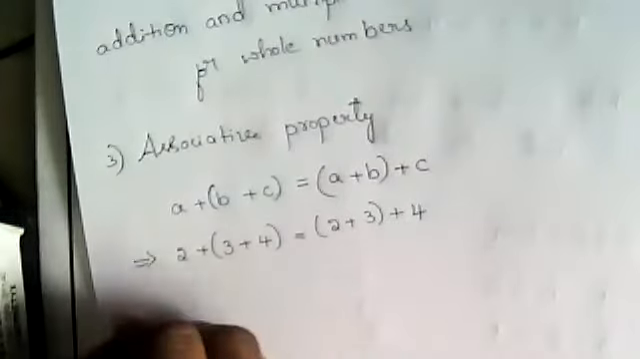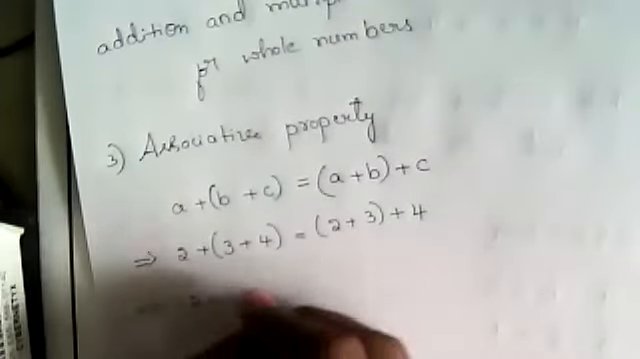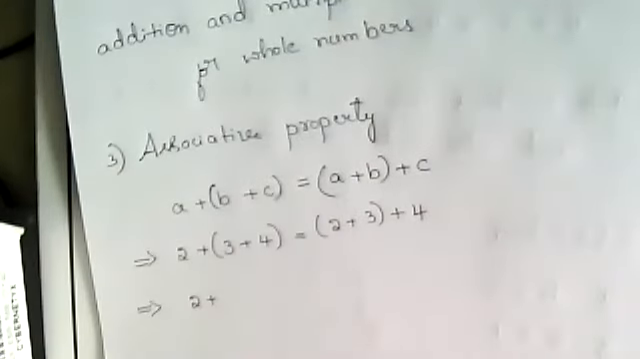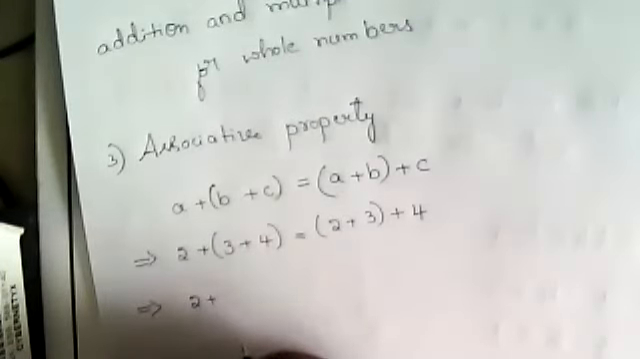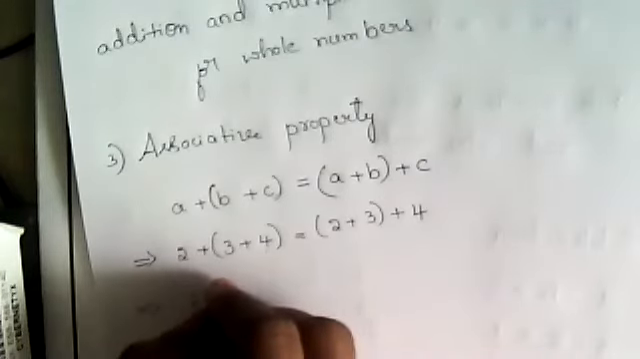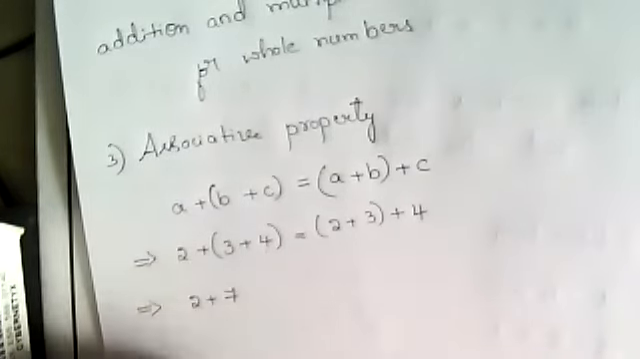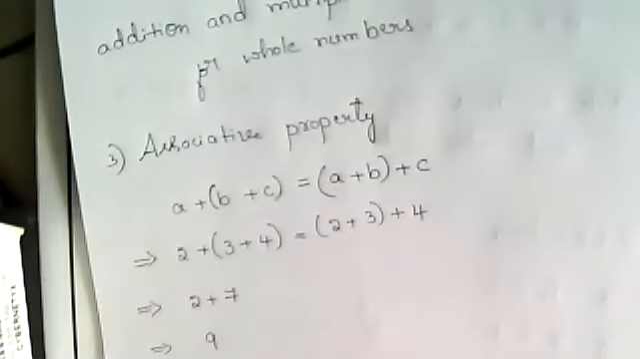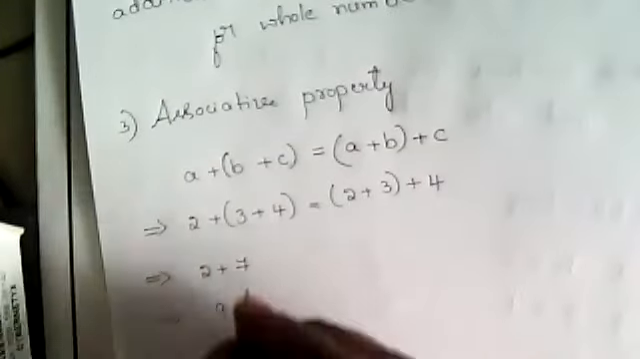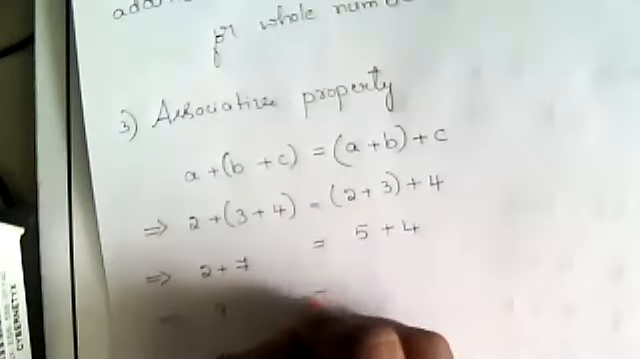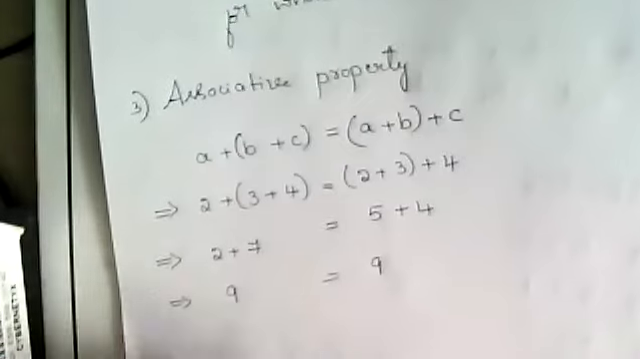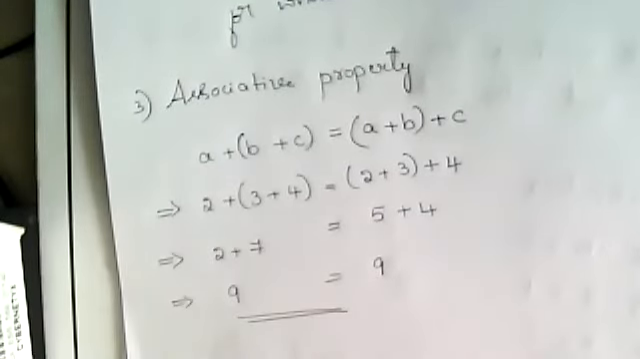Okay. So now I will simplify what is inside the bracket. First I will simplify what is inside the bracket. 3 plus 4, how much? Yes, Harsha. So 3 plus 4 is 7, and 2 plus 7 is 9. Correct? So here also, 2 plus 3 is 5, plus 4. So 5 plus 4 is 9.